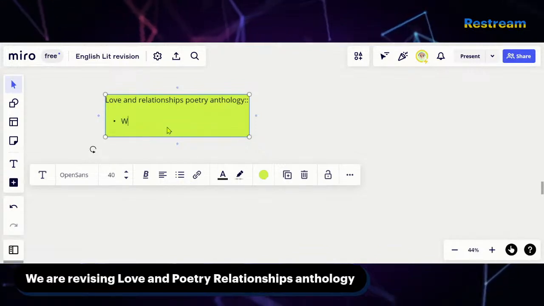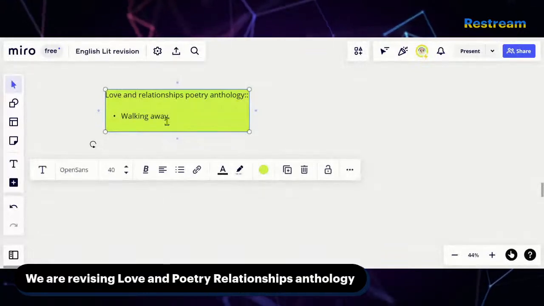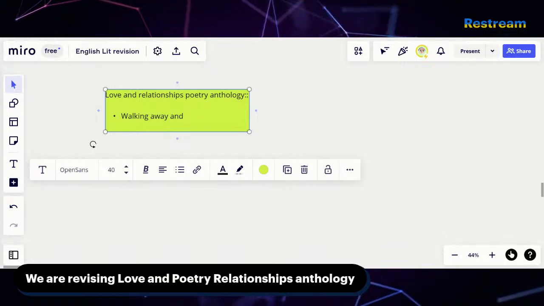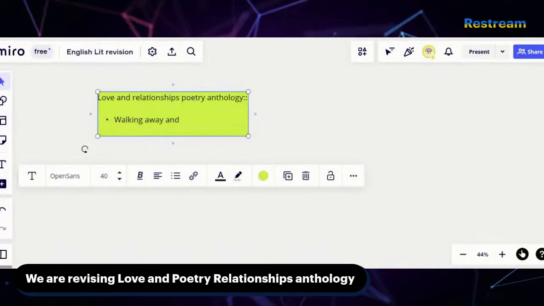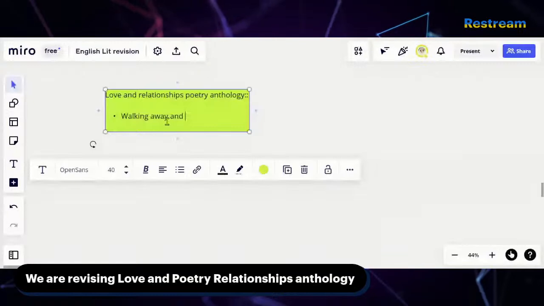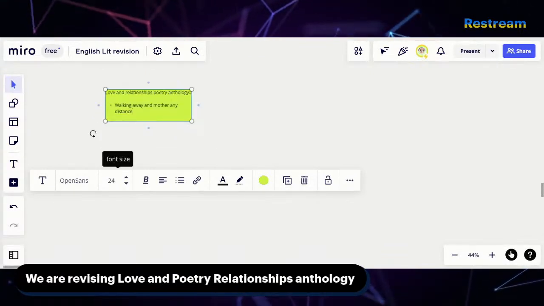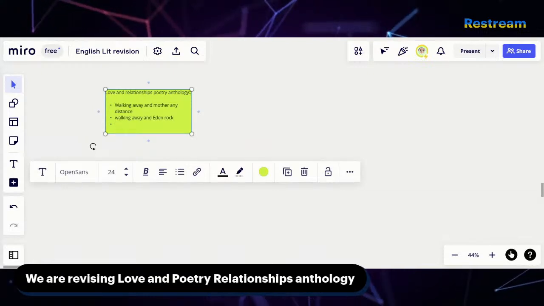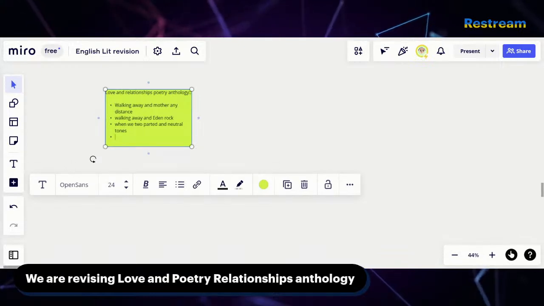So we have Walking Away and Neutral Tones. Just turn my volume down. Walking Away and Mother Any Distance. Then we have Walking Away and Eden Rock. When We Two Parted and Neutral Tones. Winter Swans and Neutral Tones.